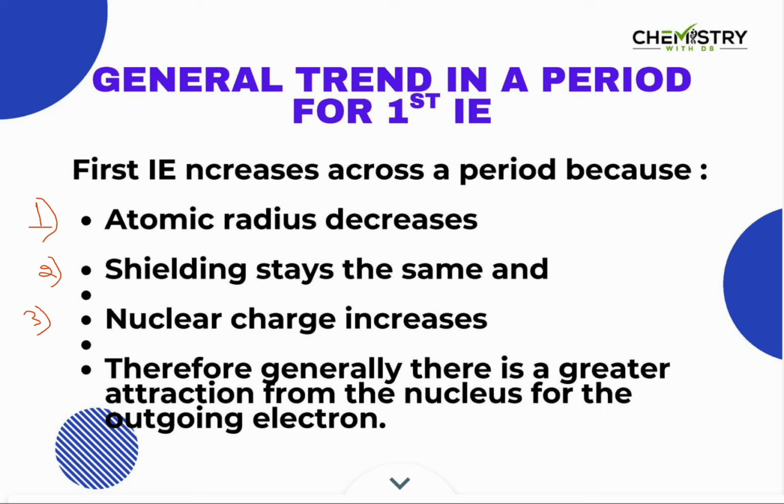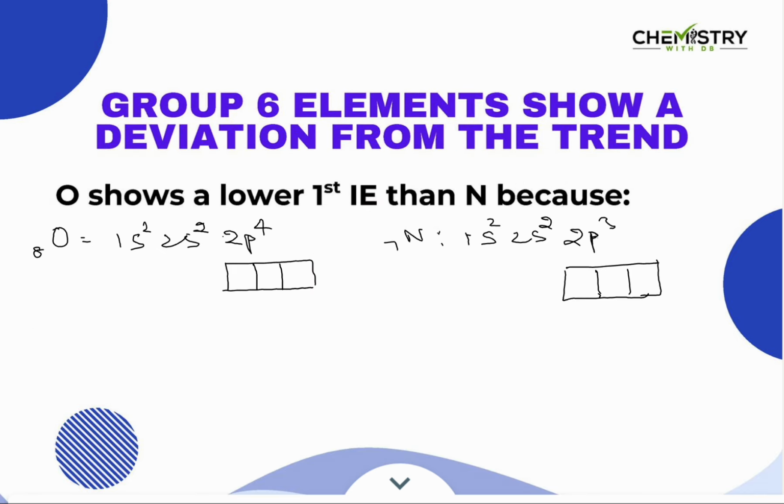The third point to consider is that as the number of protons increases successively because of the atomic number, the attraction from the nucleus increases. Therefore, the sum total of all these three factors is that it becomes more difficult, because of the greater nuclear attraction, to remove the first electron from the outermost shell. This is why the first ionization energy increases across a period.